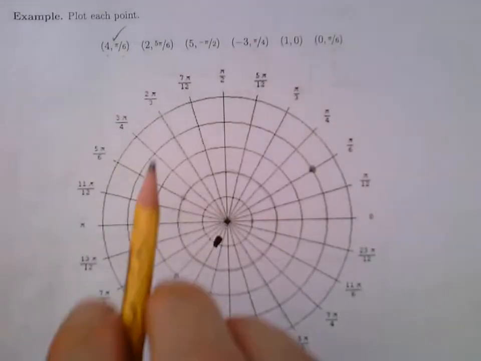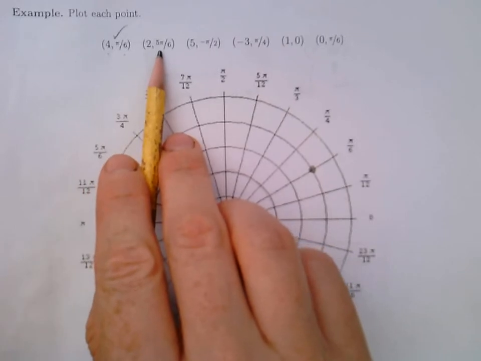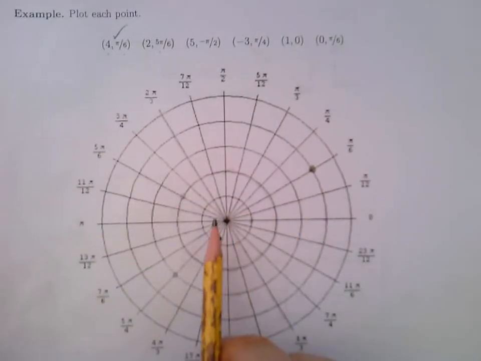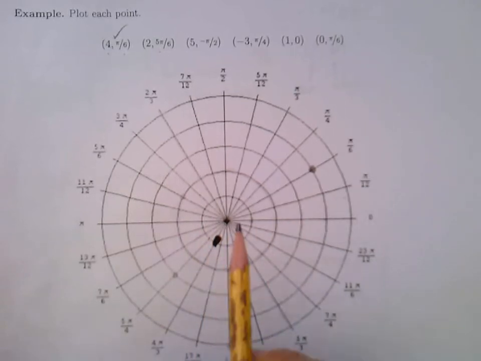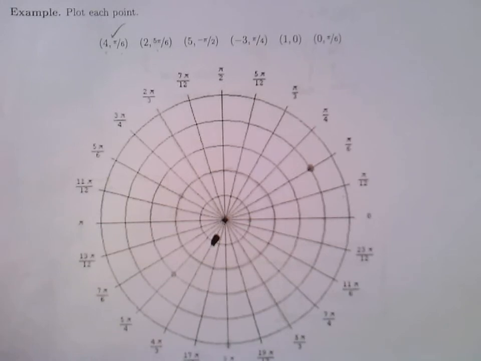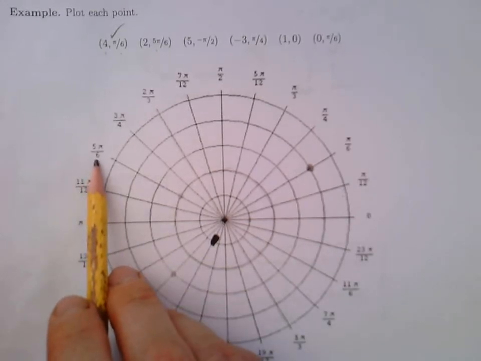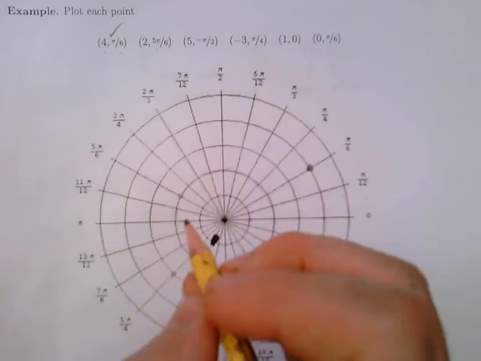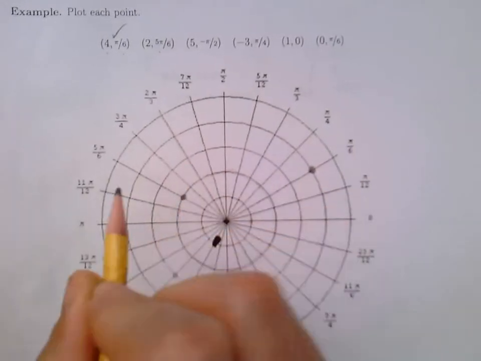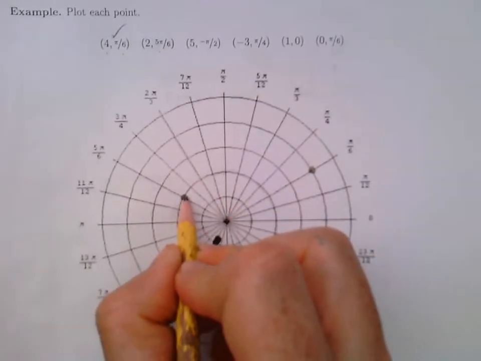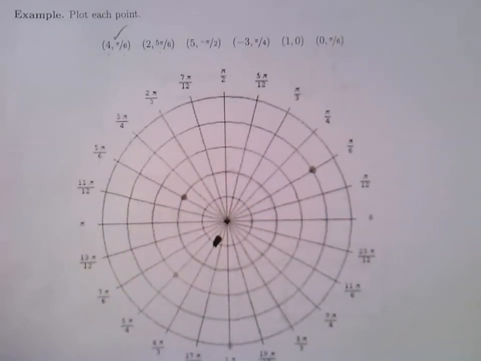Okay, the next one: 2, 5 pi over 6. Well, same idea. You need to locate the angle and the radius. Sometimes people like to move out the radius and then rotate, but probably more common, you just identify where that angle is, and then, okay, I need to move out 2 in that direction. So there's 5 pi over 6, so I'll move out 2. Radius of 2. Radius, angle. And we got that one.